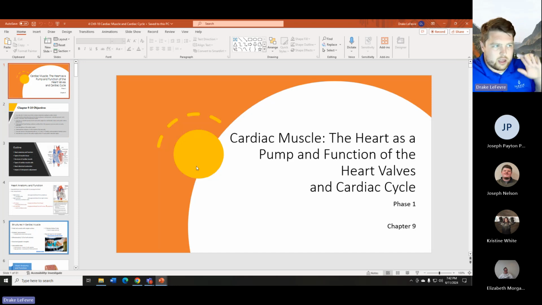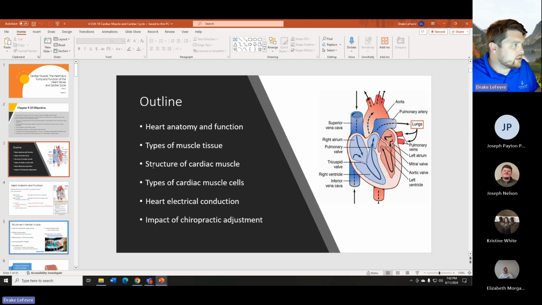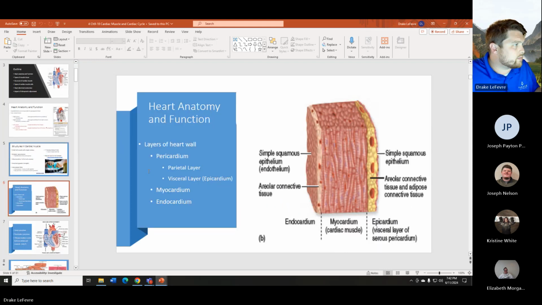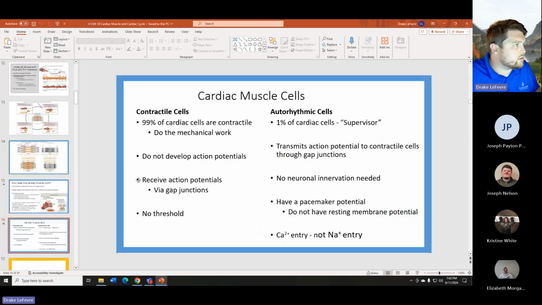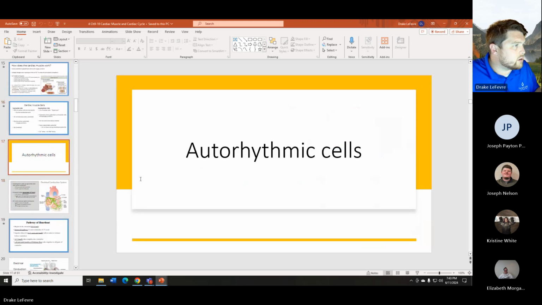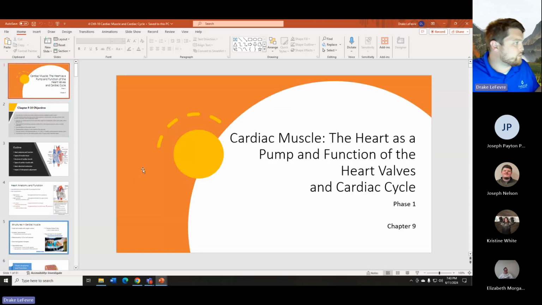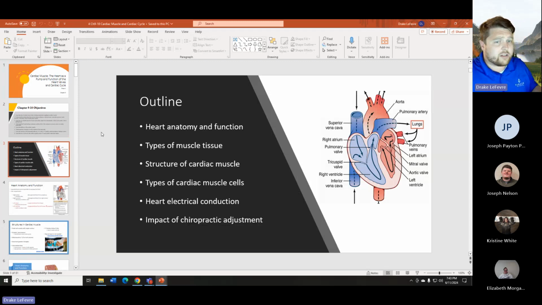So, starting with the heart in general. Let's actually see. Does this include? Okay, it does. Okay, sweet. I'm going to fly through this. If something's confusing, or you have questions, interrupt me and let me know right away, okay?